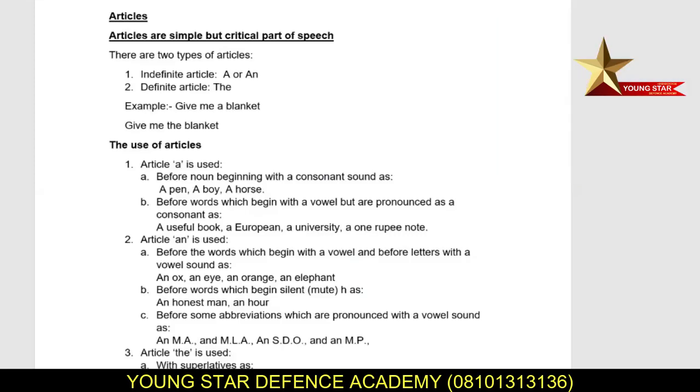Okay, so starting with what is the meaning of articles? Articles are a simple but critical part of speech. इसका मतलब क्या है कि आर्टिकल होते तो बहुत सिंपल हैं, like a, an और the are really simple but they are really important. If we will not use them in any speech or any sentence, then the sentence will be meaningless. So, articles are of two types, indefinite article and definite article. So, indefinite article is a or an, and definite article is the.